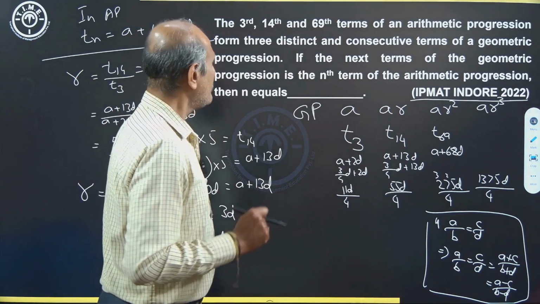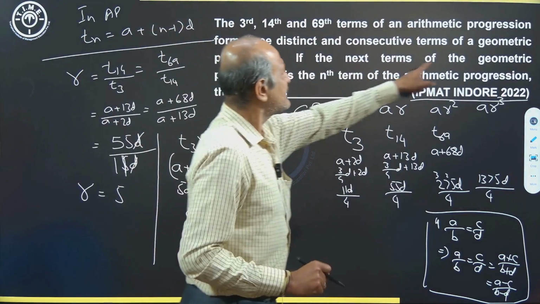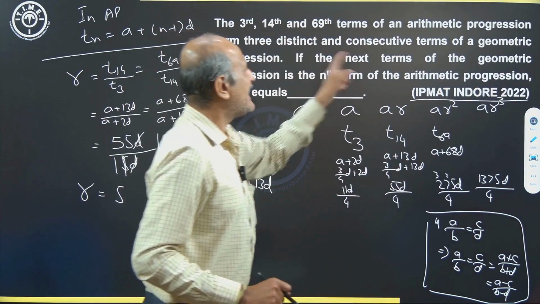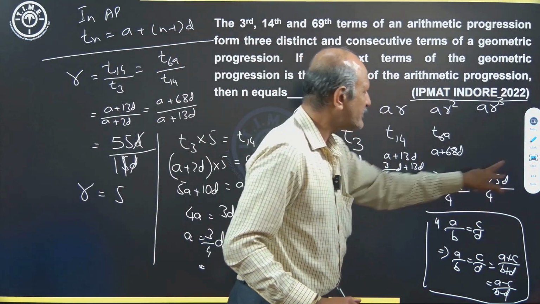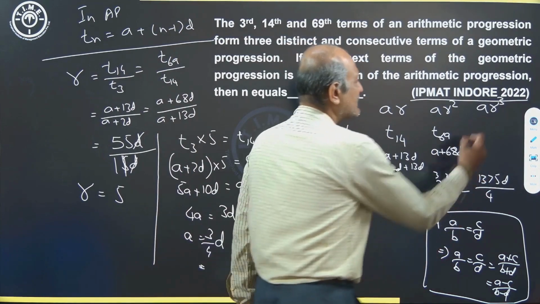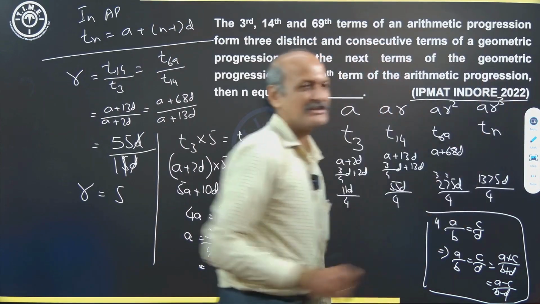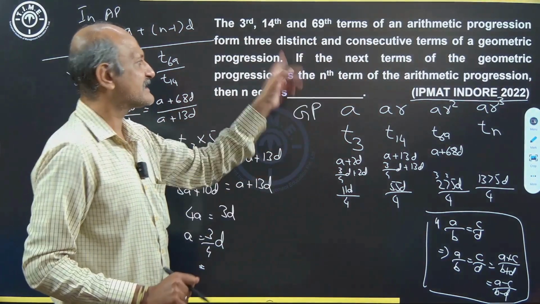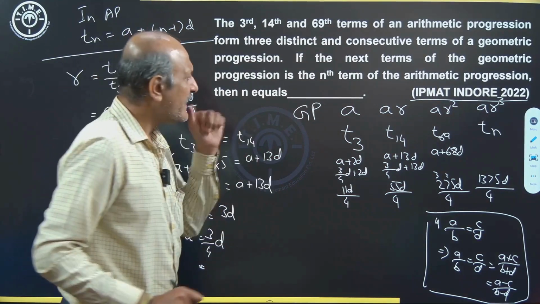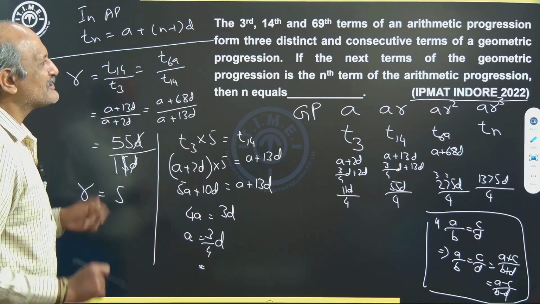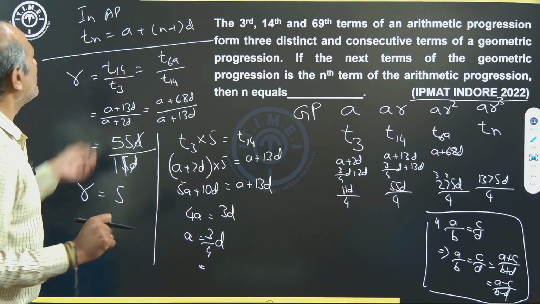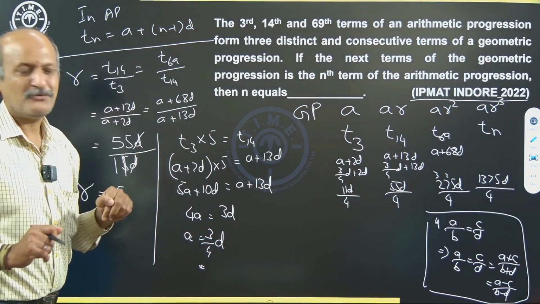Why are we doing that? The question is asking, if the next term of the geometric progression is the nth term of the arithmetic progression, that is, the fourth term in the geometric progression is actually the nth term in the arithmetic progression, and it asks us to find the value of n. Now, the nth term in an arithmetic progression, what do we know? It is equal to a plus (n minus 1) into d.